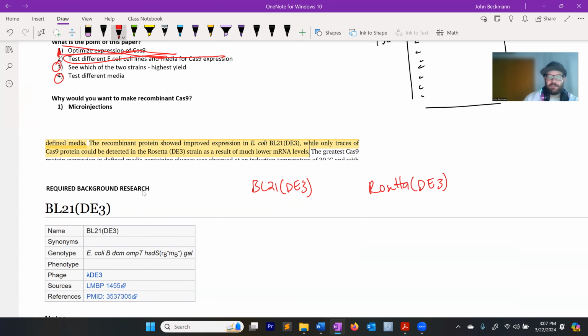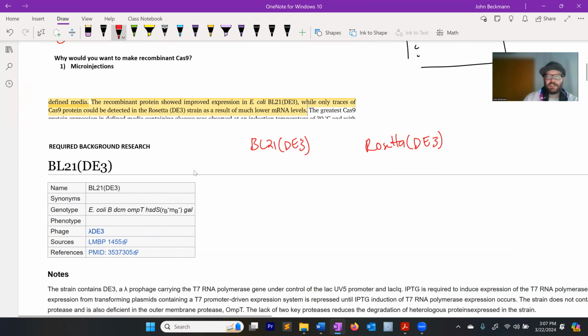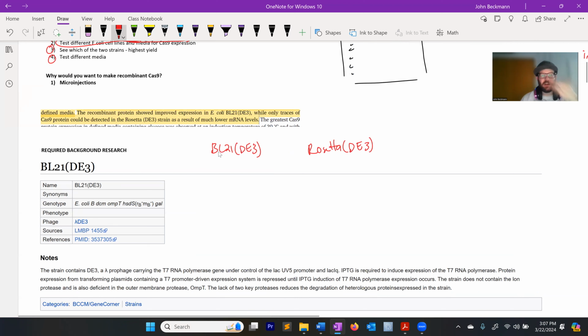So I looked up what the genotypes of these strains were. Anybody can do this, and now you should have the confidence that if you saw a paper talking about a strain, you can just Google that strain and you'll find websites that will tell you everything you need to know about that strain. So I Googled BL21 DE3. Here is the genotype. Here you see it tells you it's E. coli, and then these individual things, these are the things that make it unique.